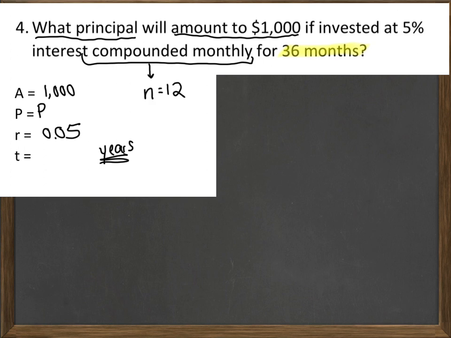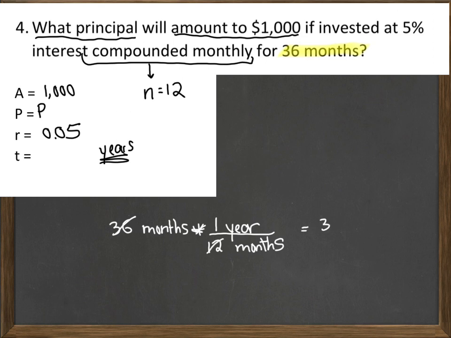What we have to do instead is convert 36 months to years. We can do this very simply by using the conversion fact: how many months are in 1 year? Well, 1 year contains 12 months. So we can literally just do 36 divided by 12, and that gives us 3 years. Anytime you're given your time in months, divide by 12, and you'll get your time in years. So my time is 3 years.